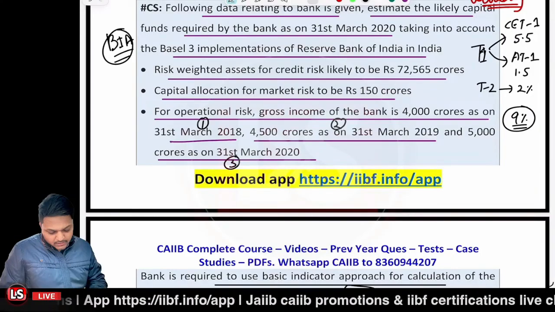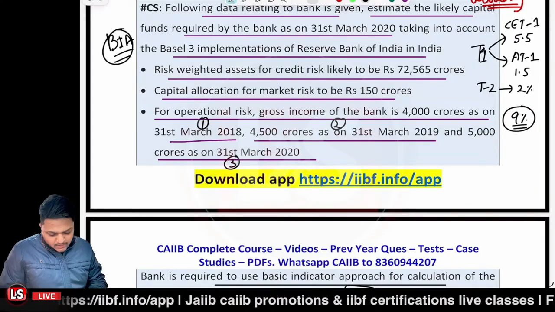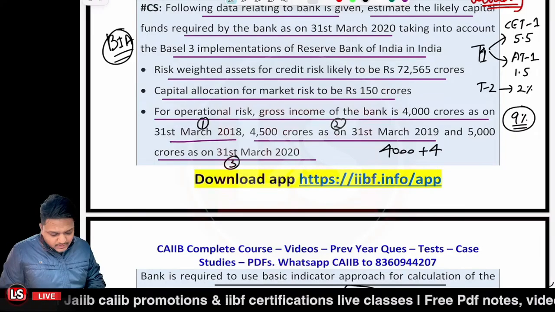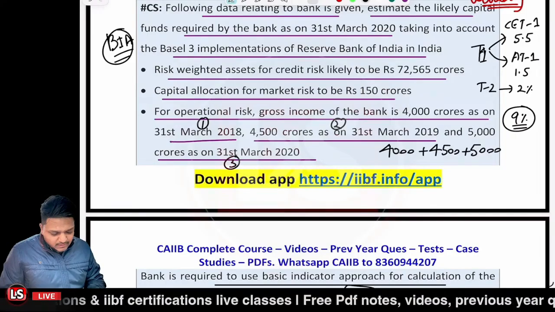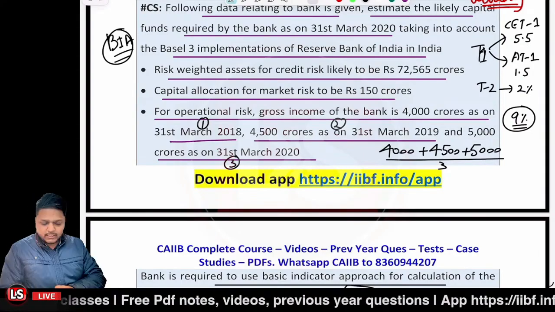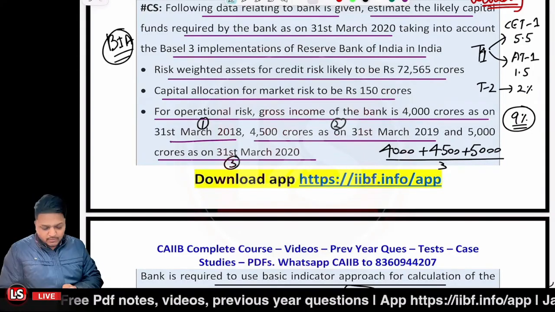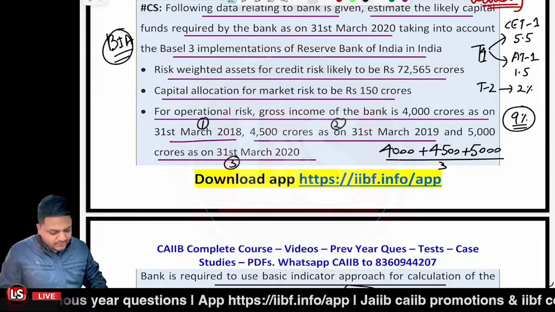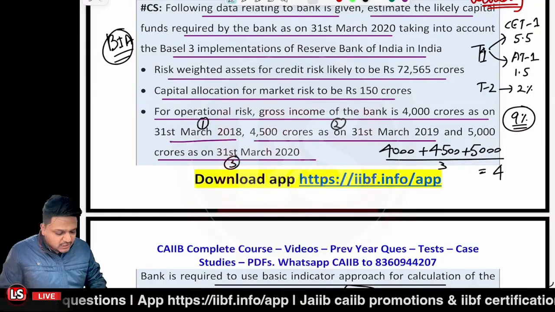So it is 4,000 plus 4,500 plus 5,000 divided by 3. So the gross income would be equal to 4,000 plus 4,500 plus 5,000, and it comes out to be 4,500. So the average gross income is 4,500.